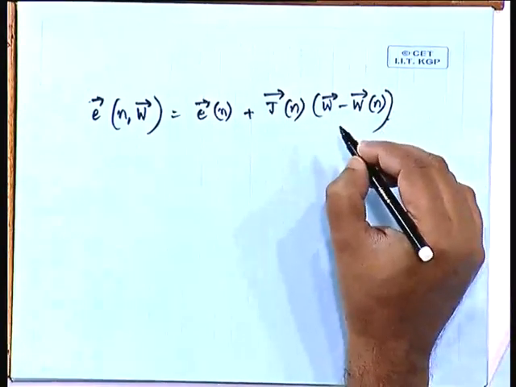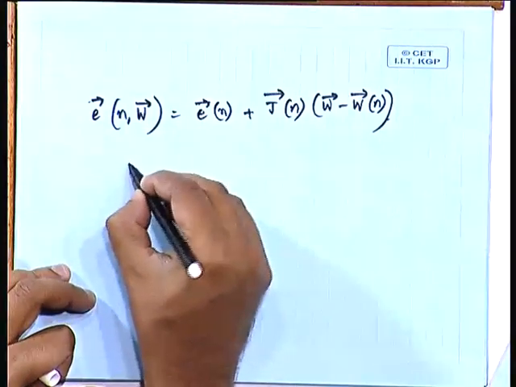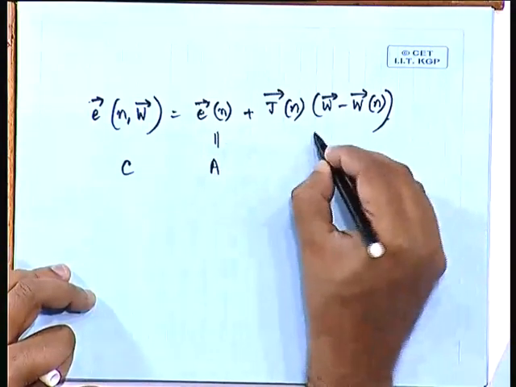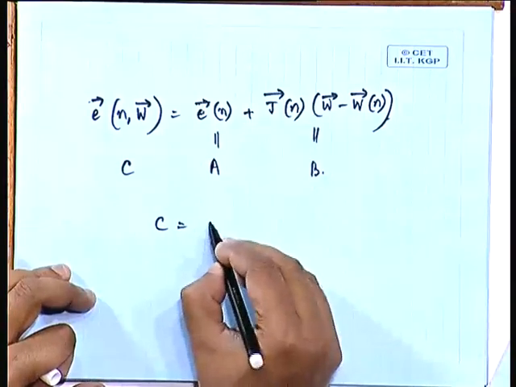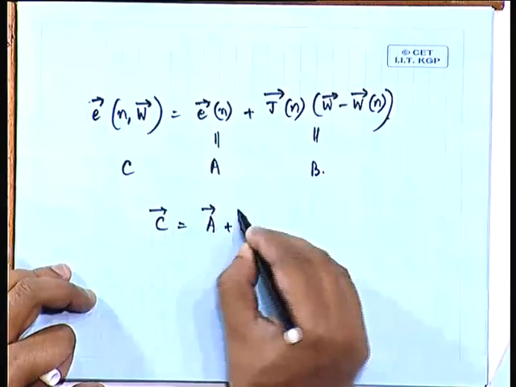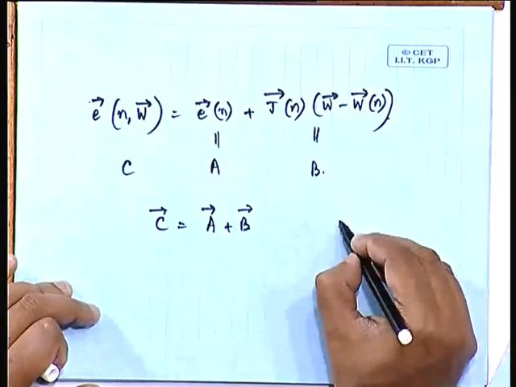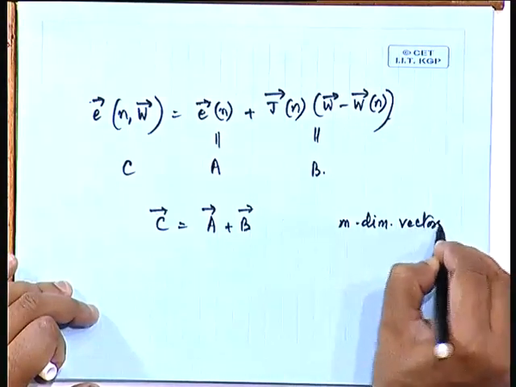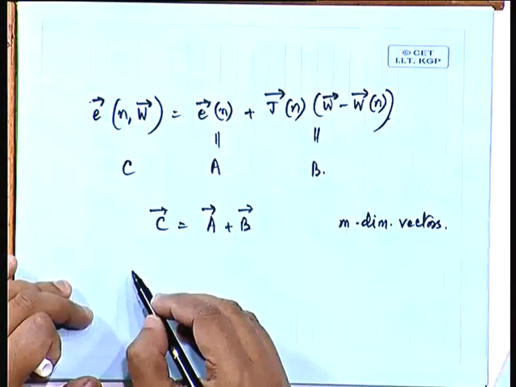So, this is what we had obtained, and let us say that this is equal to C, this is equal to A, that is this one, and this is equal to B. So, we have C is equal to A plus B, where C, A and B are vectors, mind you. These are all m dimensional vectors. Okay. So, then any doubts from the students?